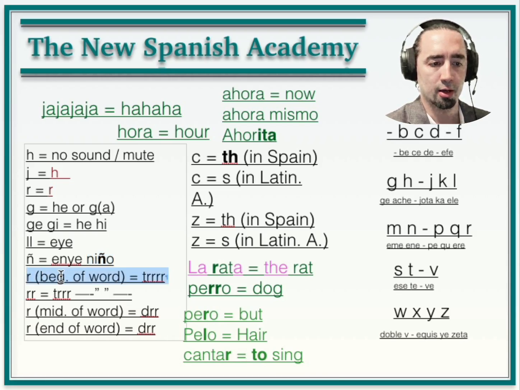Perfect. Now, we have the letter ñ, as I told you before: niño. And then R in the beginning of the word, and double R in the middle of the word. Alright, I explained that already.